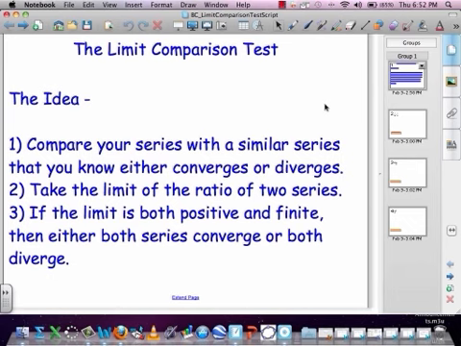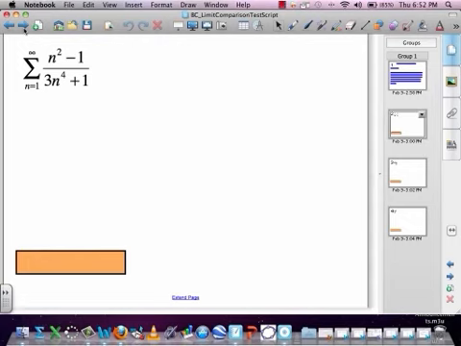And what you do is you take the ratio of those two series, or the nth terms, and then you take the limit at infinity. If that ratio's limit comes out to be a positive and finite number, so not zero, nothing negative, and not infinity, then what you get is either both series converge or both series diverge. And that's great because you already know what the series that you chose to compare it with does. Very neat, very clean test, and I think you'll end up liking it as you get going with it here. So let's take a look at some examples.